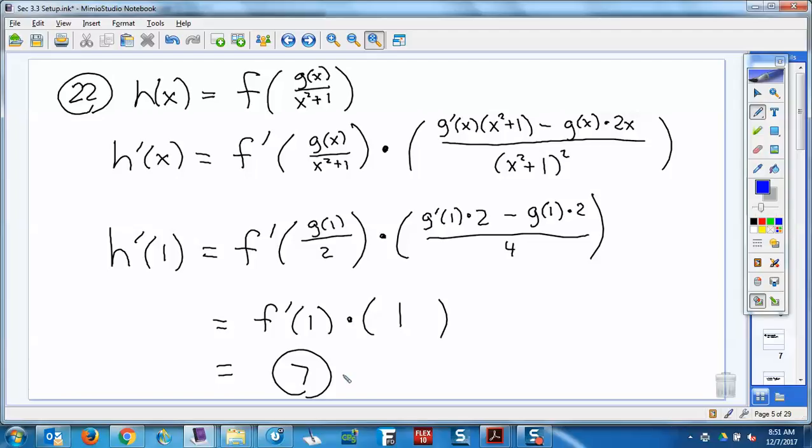If you want to spend more time with it, you can go back and look at the video. But just derivative of the outside is F prime, leave the inside alone, times the derivative of the inside, which is a great big old quotient rule. And then it's just a matter of plugging in a 1 everywhere. They gave you all those values, a whole bunch of them. You just plug them in.